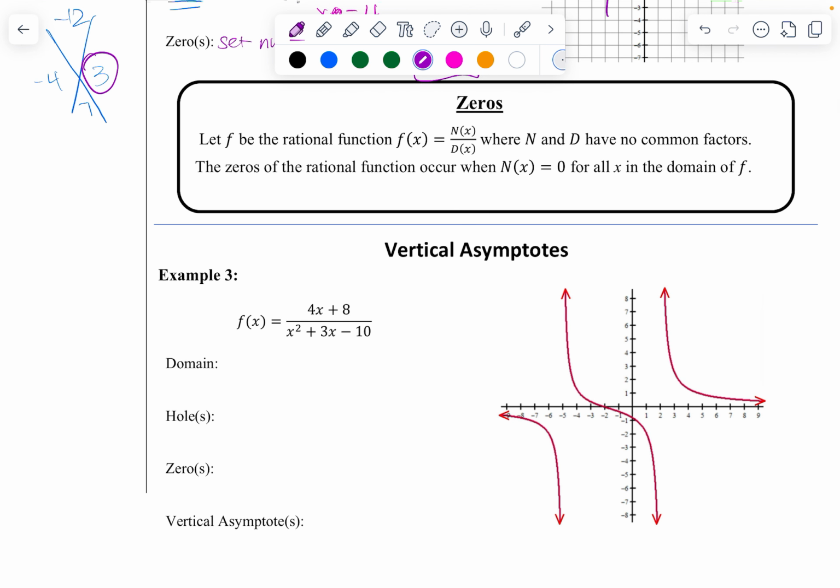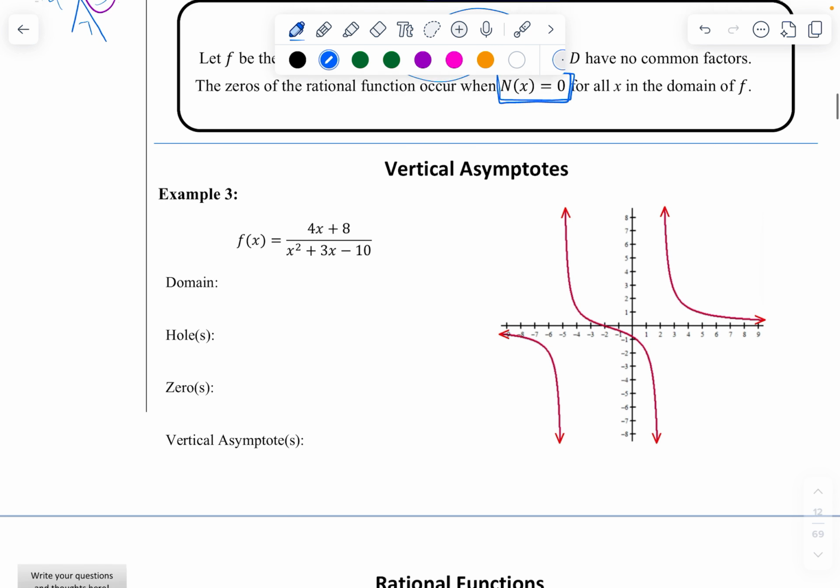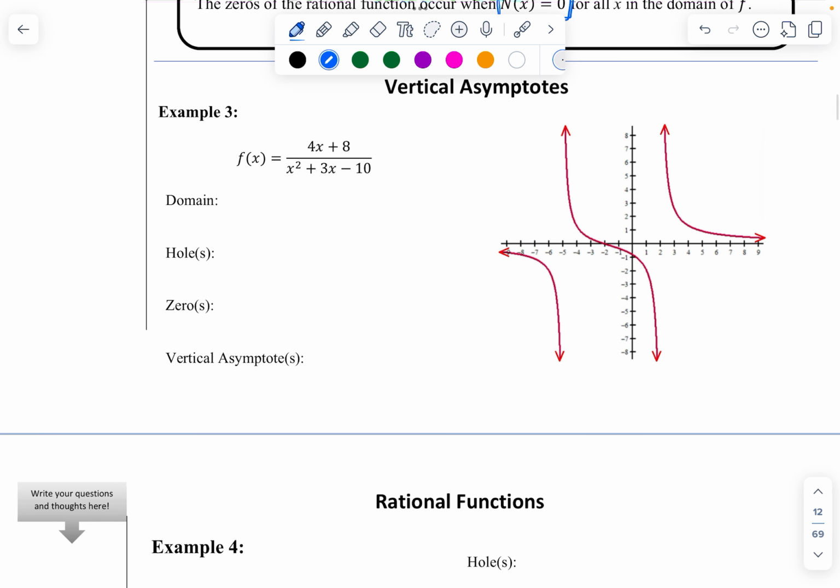So here's the official definition: in order to find a 0, where we have a rational function where the numerator function over the denominator function have no common factors, the zeros of the rational function occur when the numerator function equals 0. Okay, so vertical asymptotes, remember this is where the vertical asymptotes and the domain work together.